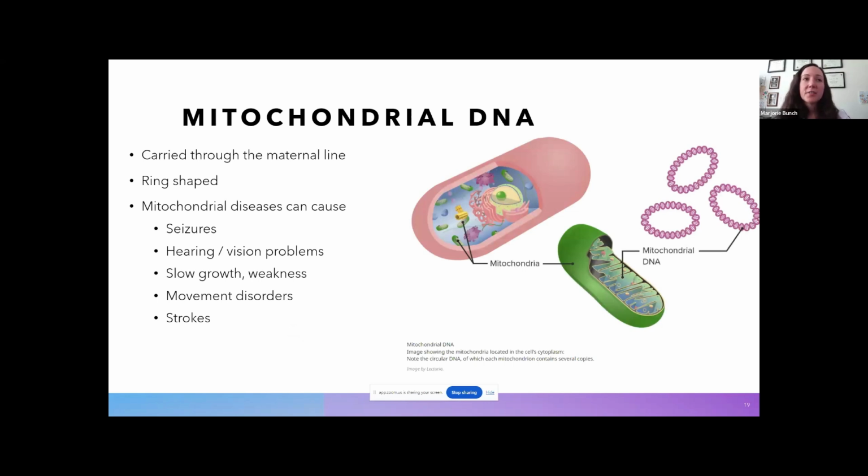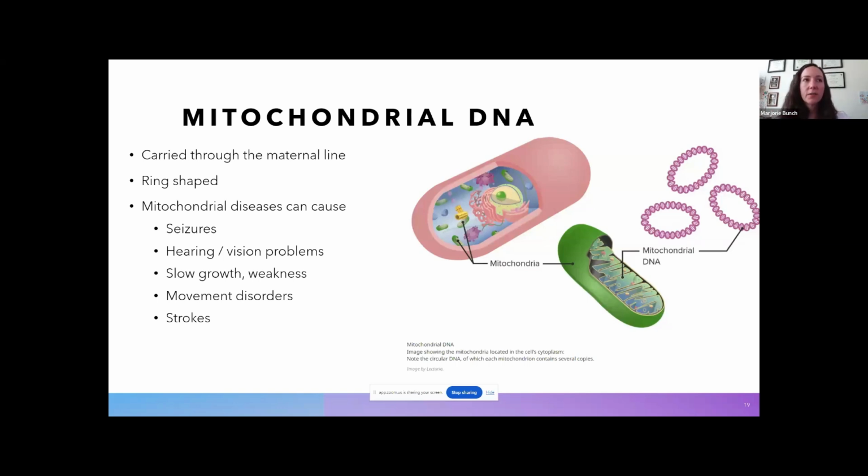Mitochondrial DNA is interesting, so it's carried through the maternal line. When an embryo is made from a sperm and an egg, the mitochondria of that egg is what gets passed along to the next generation. So it's always from the maternal line. I like to think this is like science balancing out society. In society, people tend to get their father's last name. Well, they get their mother's mitochondrial DNA, so it's balanced.